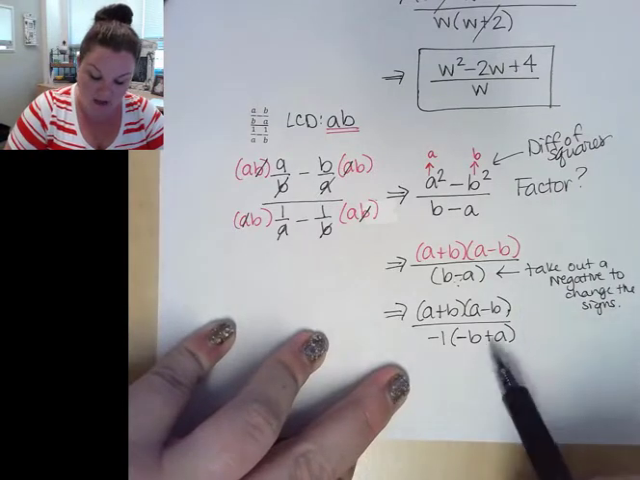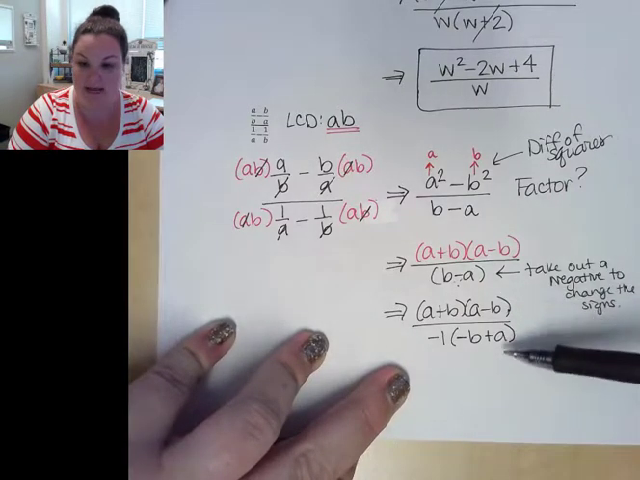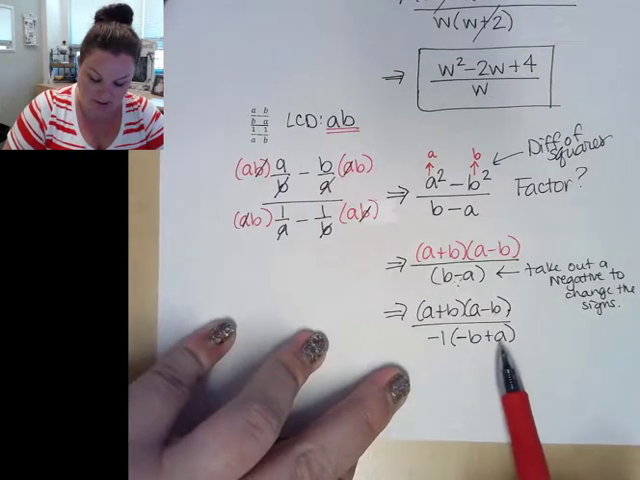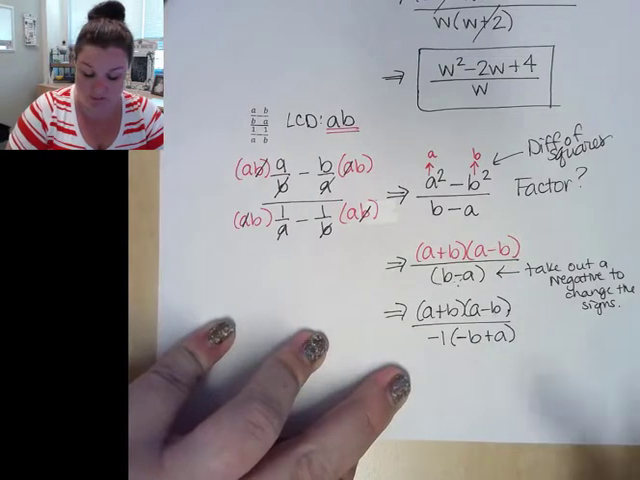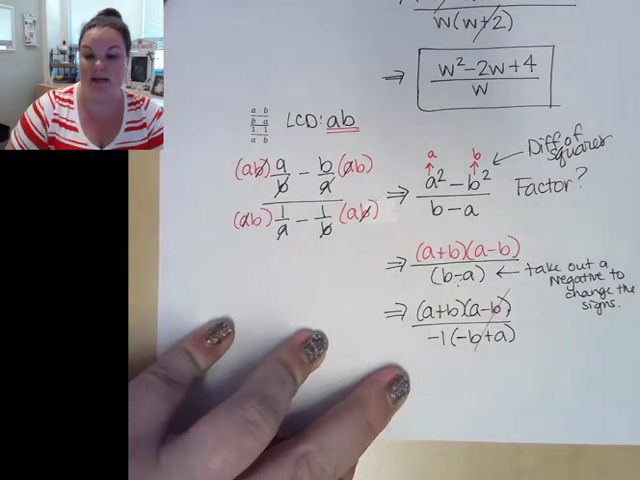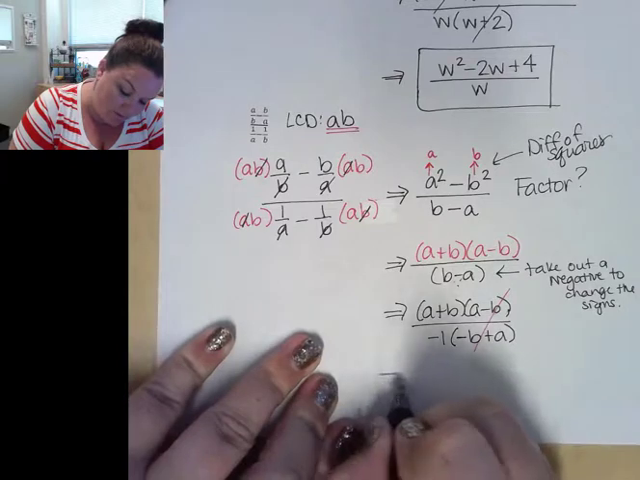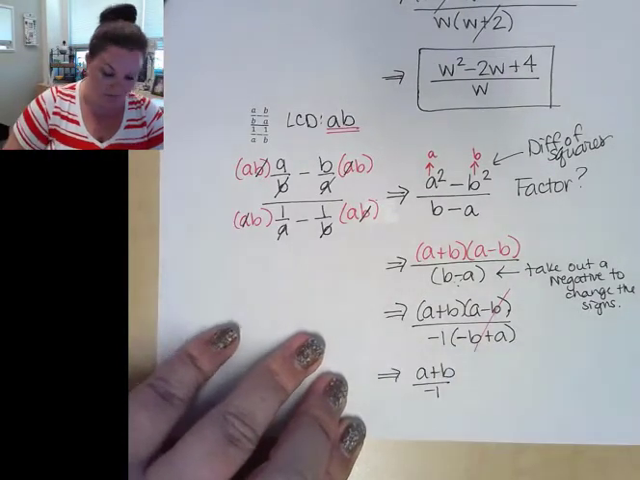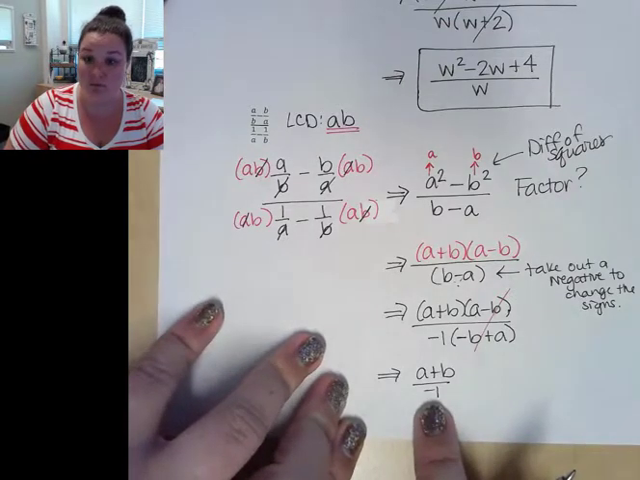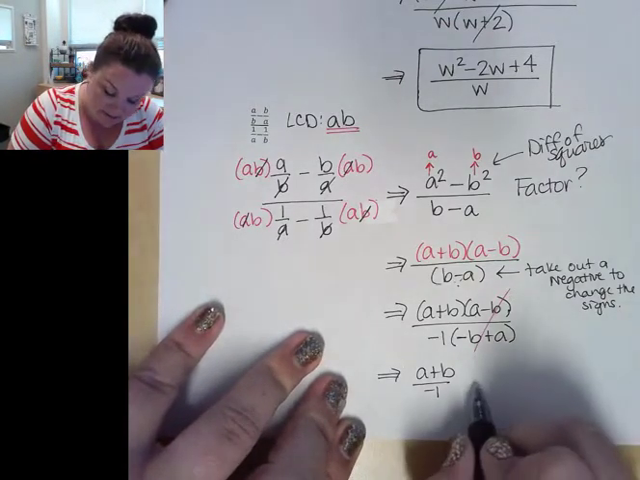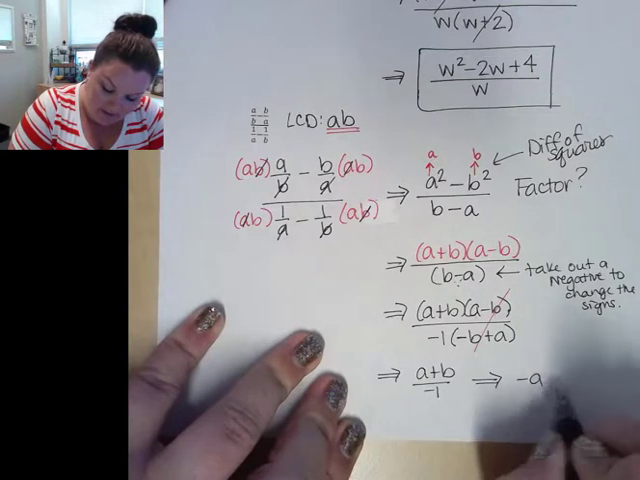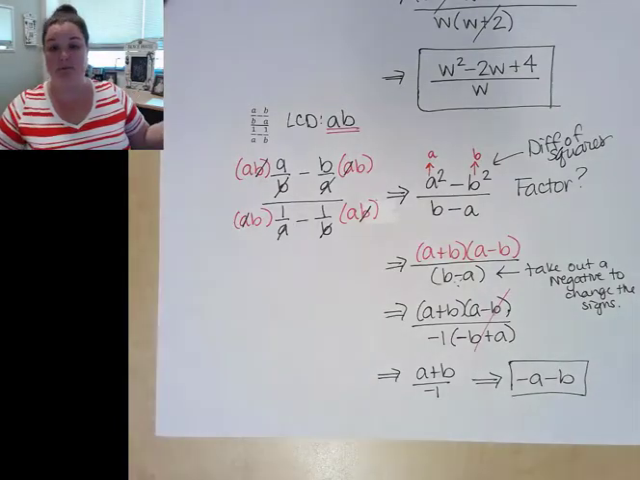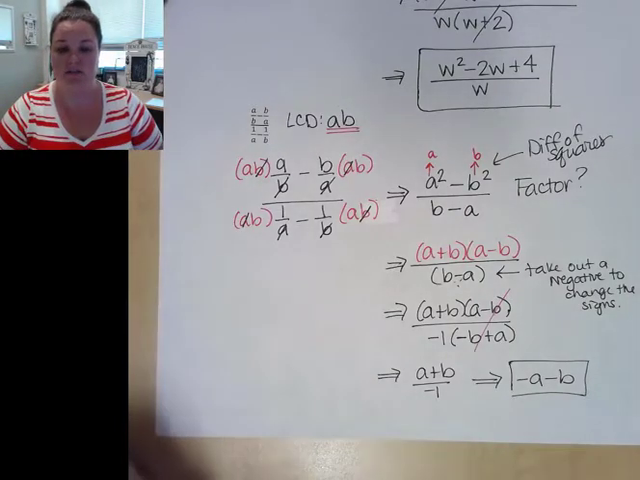Okay, so now these 2 quantities actually match, right? Because I have a positive a and a negative b. Here I have a positive a and a negative b. It's just written in the reverse order, but they're the same. So I can go ahead and reduce that. So what I'm left with is a plus b over negative 1. And remember, when we divide by a negative 1, all that does is change the signs. So I'm left with a negative a minus b. And that's it, right? If I divide both of them by negative 1, it just changes their signs.